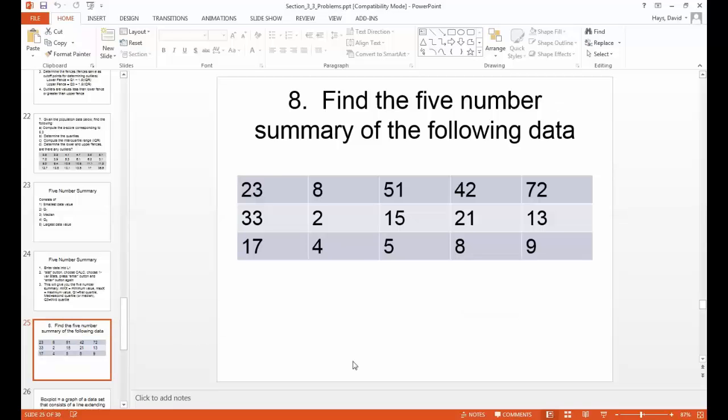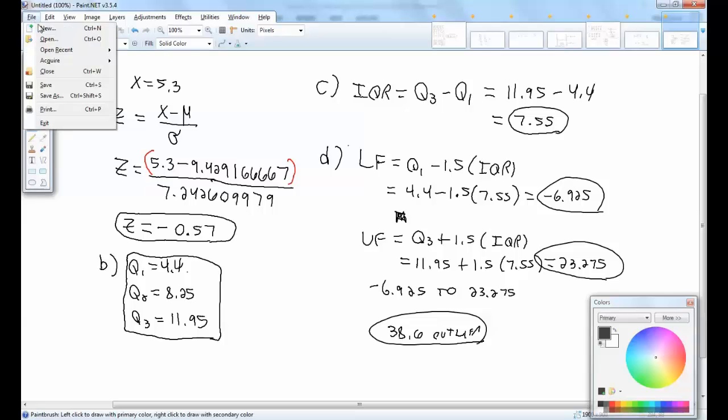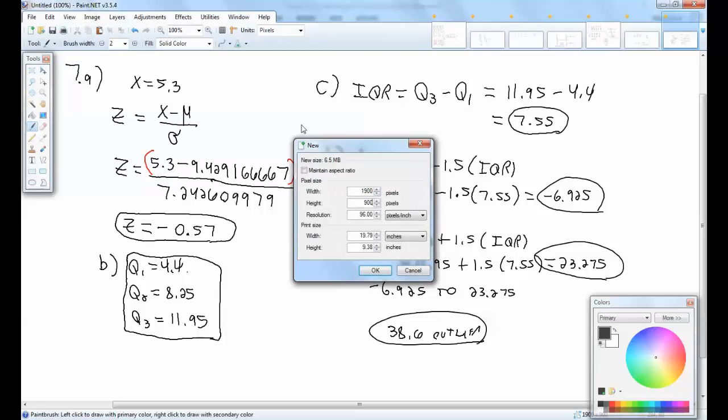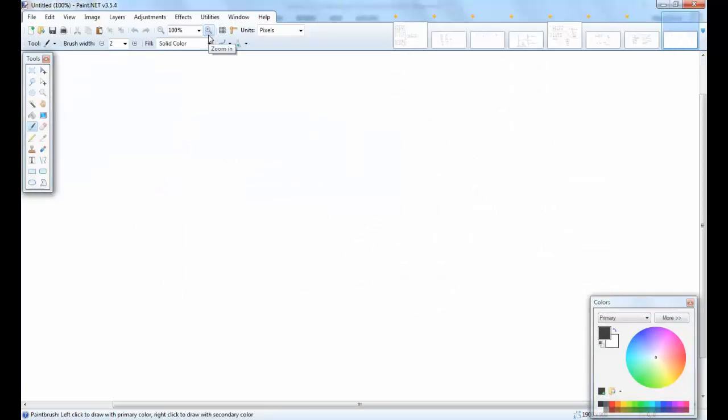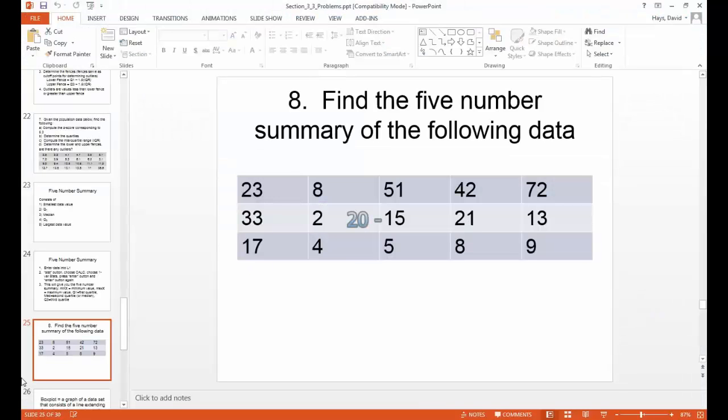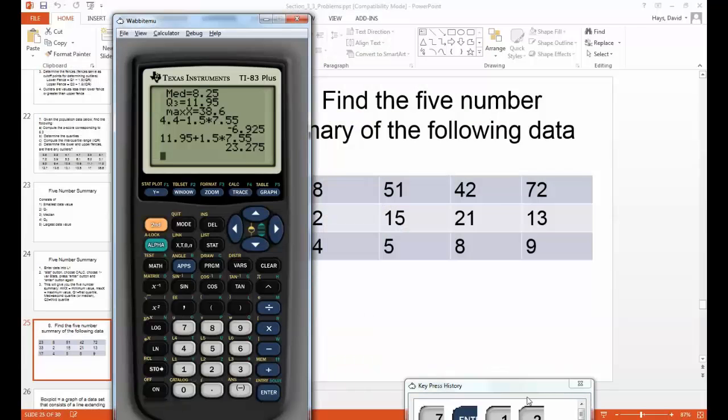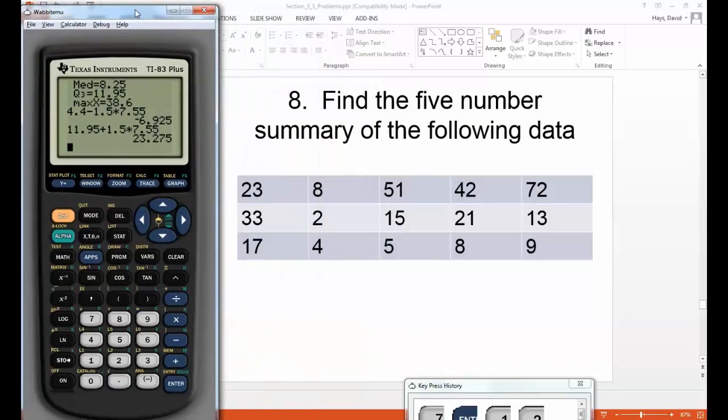So let's take a look at this problem right here. Let's start a new page. And let's input these into our calculator. So I'm going to do a clear there. I'll go into stat, go into edit, and I'll up arrow and highlight L1 and press clear, and then press enter. So we've got 23, enter, 8, 51, 42, 72, 33, 2, 15, 21, 13, 17, 4, 5, 8, 9.